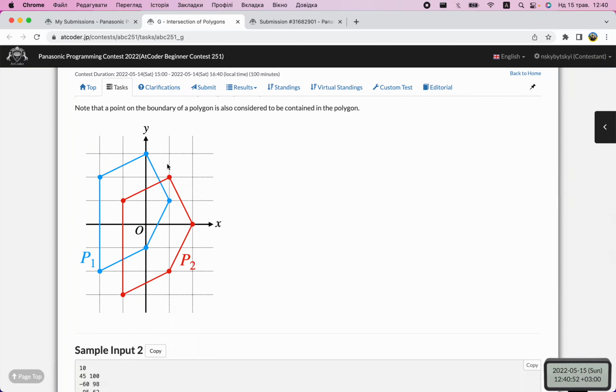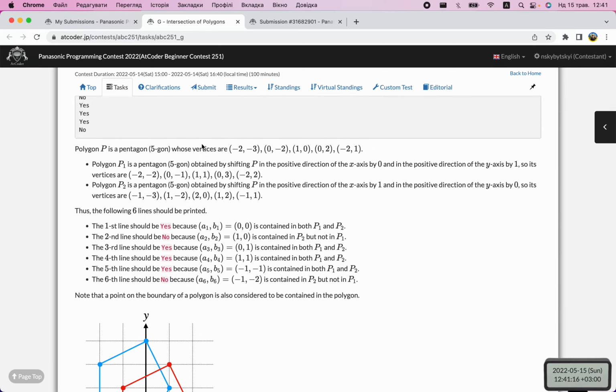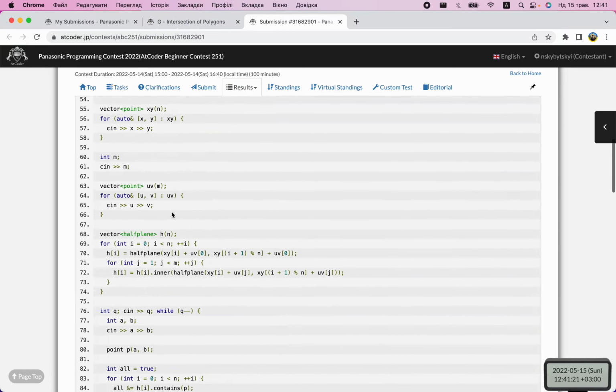So each side of the polygon is essentially a half plane. For example, if we consider a side from (2, 0) to (1, 2), then it's a half plane with boundary equal to this line, and our polygon lies to the left of it. So each of those polygons is described with n half planes. And now we get n times m half planes that we want to intersect.